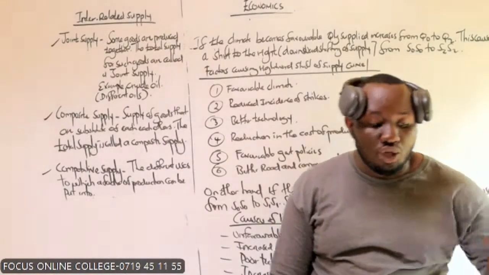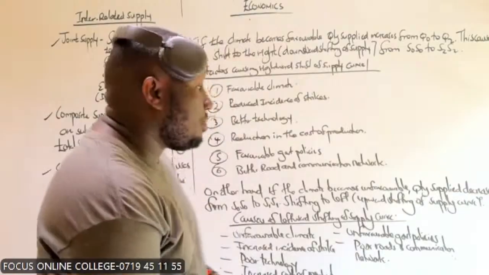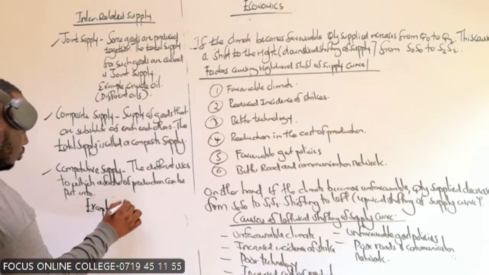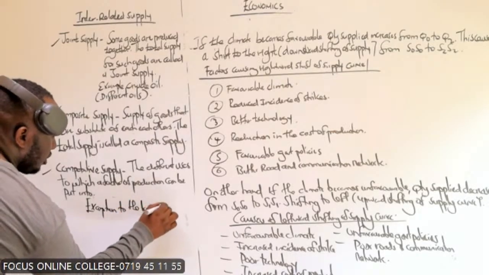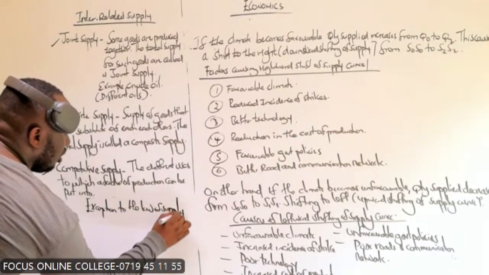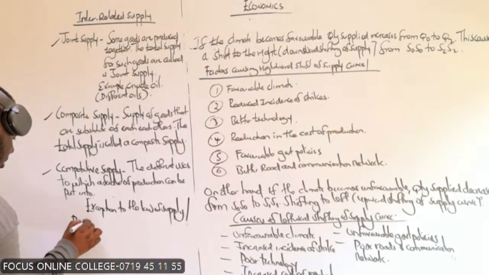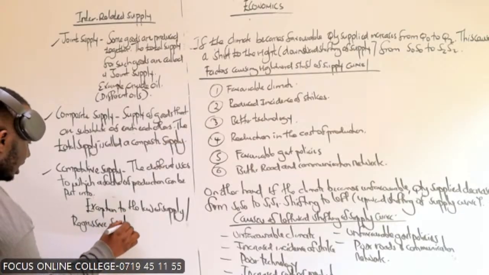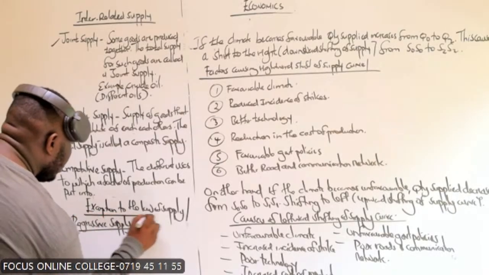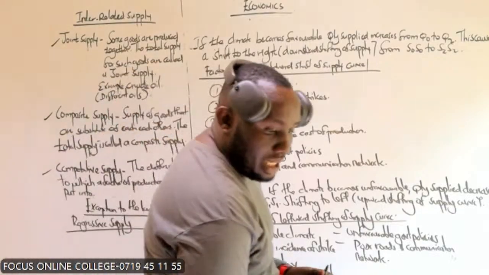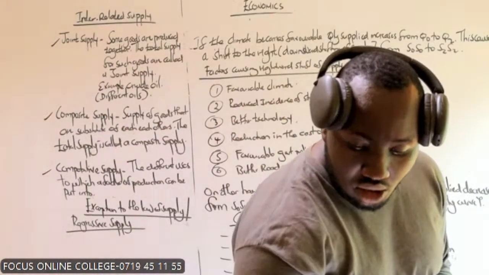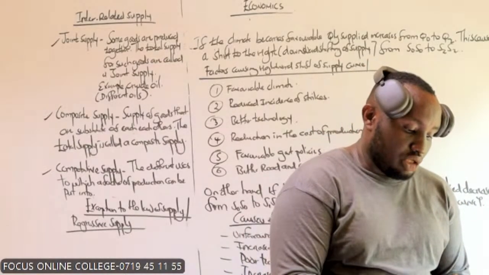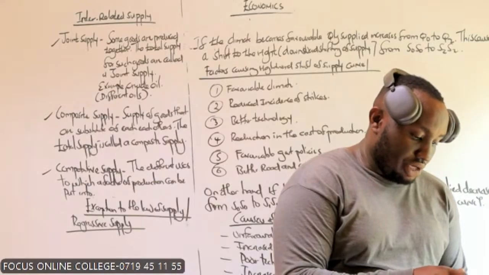Then I proceed to what we call exceptions to the law of supply. Exceptions to the law of supply is what we call the regressive supply.